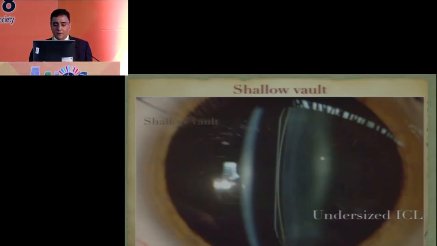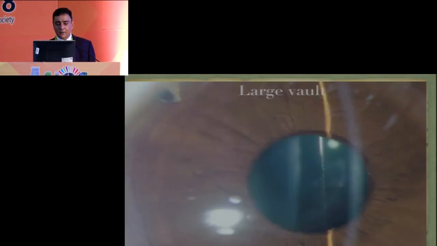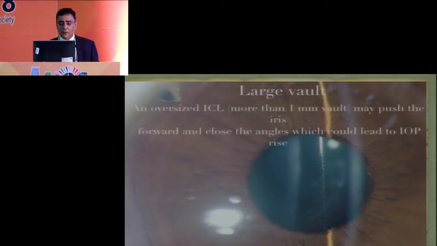And here you see a shallow vault. You can see that the ICL is very, very close to the anterior surface of the lens. If it is less than 0.125, it may lead to anterior subcapsular opacification, so you may get dot cataracts. They normally don't progress. I've seen this in the past, and they remain at the place where there is contact. With a large vault, you can see the old PI, because the old ICLs did not have a central hole. Nowadays, you know that it is there.